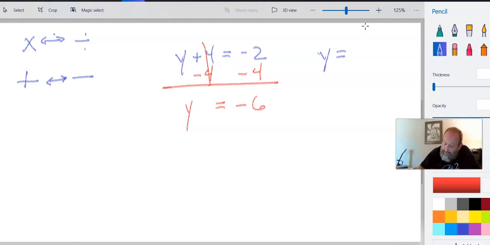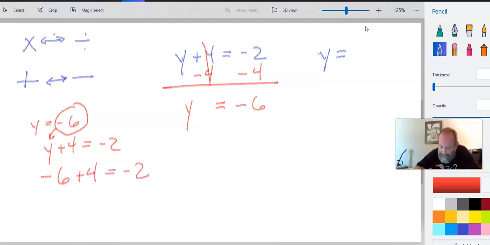And if we want to check our answer, what we do is we're proposing that y equals negative 6 is the solution to y plus 4 equals negative 2, right? We're proposing that's a solution. So that means I should be able to take this and plug it in for y and get a true statement. So I have negative 6 plus 4 is equal to negative 2.